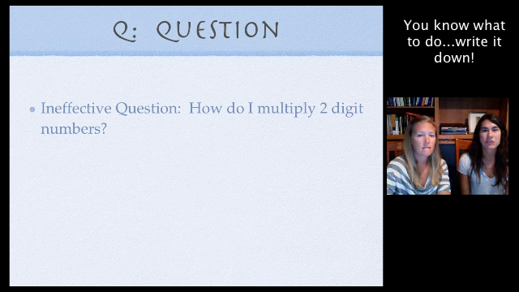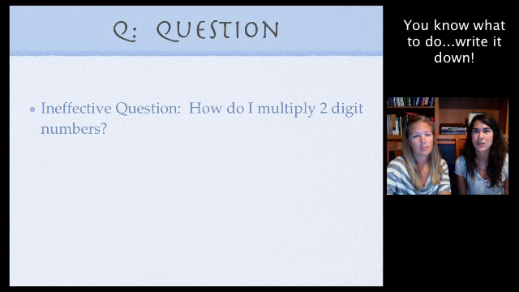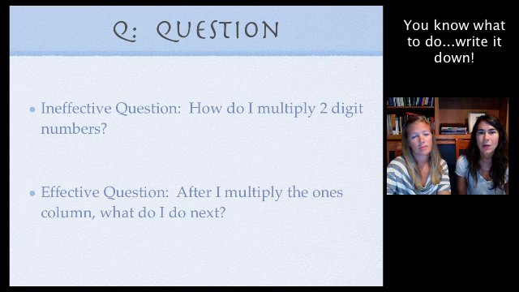So, an ineffective question would be something like, how do I multiply 2-digit numbers? That's just too basic, too general. It's hard to even know how to start to answer that question. A better question would be, after I multiply in the ones column, what do I do next? That way, a teacher or another classmate can really narrow down how to help you.